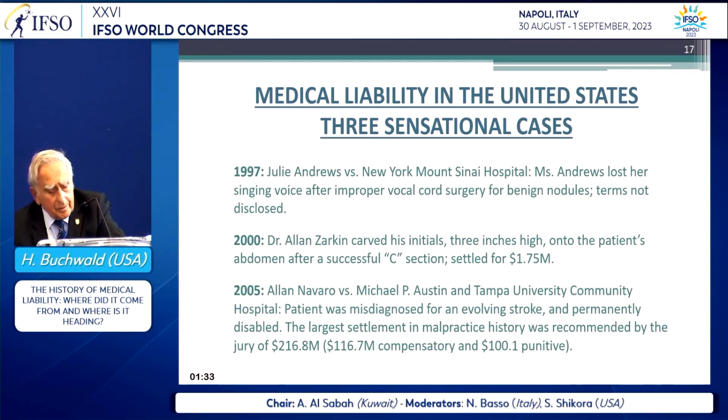In 2005, there was another very famous lawsuit, and I won't go through the details, but the award that was ruled by the jury was the largest ever, $216.8 million.